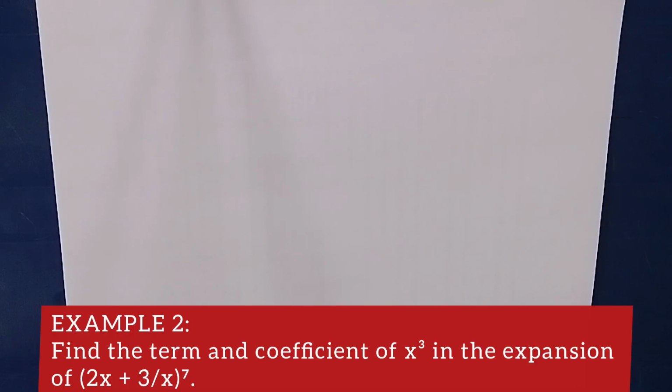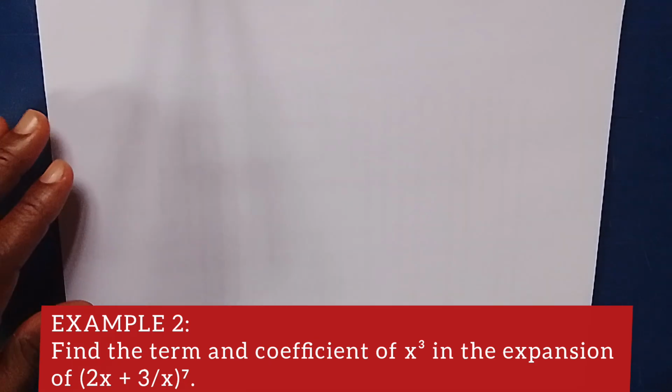The next example, we are asked to find the term and coefficient of x cubed in the expansion of (2x + 3/x)^7. What this question is asking is to find the position. That's what they mean by find the term. Find the position and then the coefficient of x cubed. In essence, in the expansion of this binomial, there is a term with the variable x cubed. We are asked to find the position of that term and also the coefficient of that term.